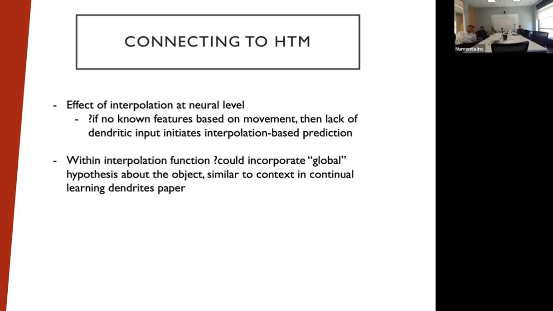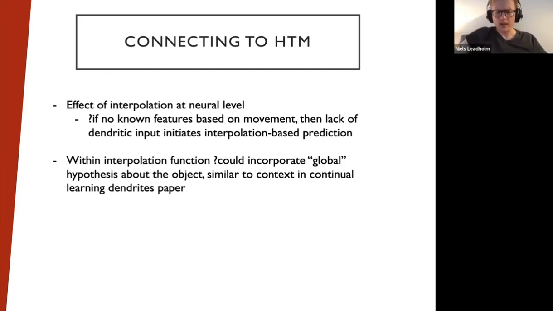and then, at the neural level, if we're implementing this as cortical columns, it may be that if you move somewhere and there are no known features based on the movement, then, I don't know, maybe a lack of dendritic input initiates this interpolation, which could be a more top-down feedback. And it's one thing that I haven't included in the interpolation equation, but which might be interesting is a global hypothesis about the particular object, which might also constrain or inform what you're going to see at a particular pose.